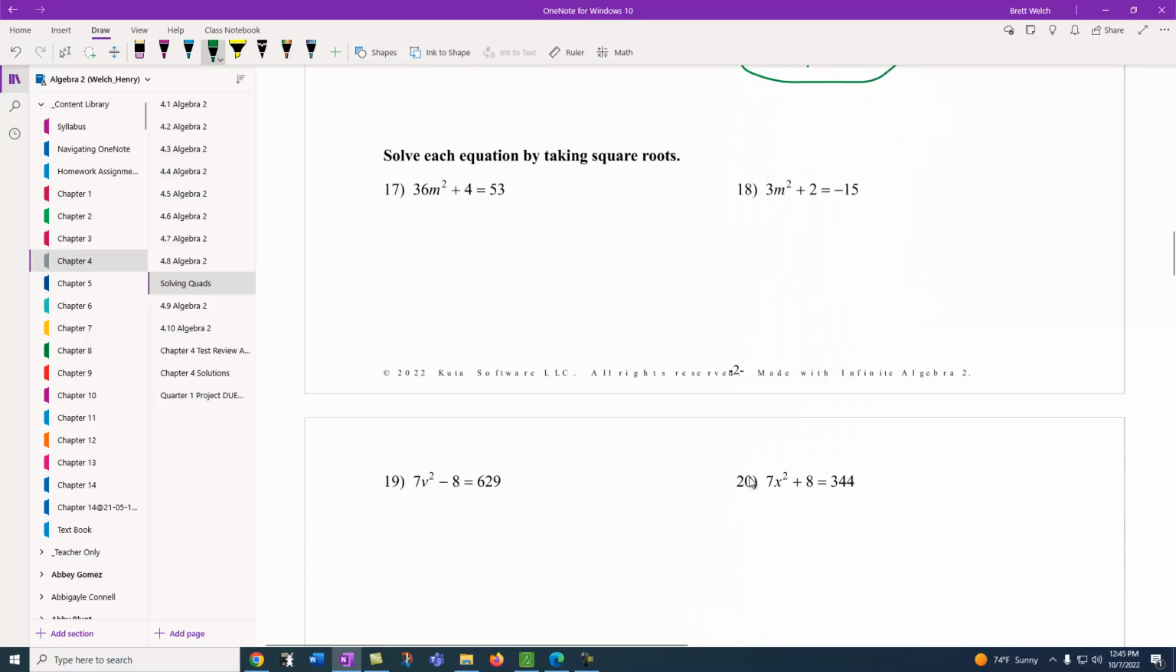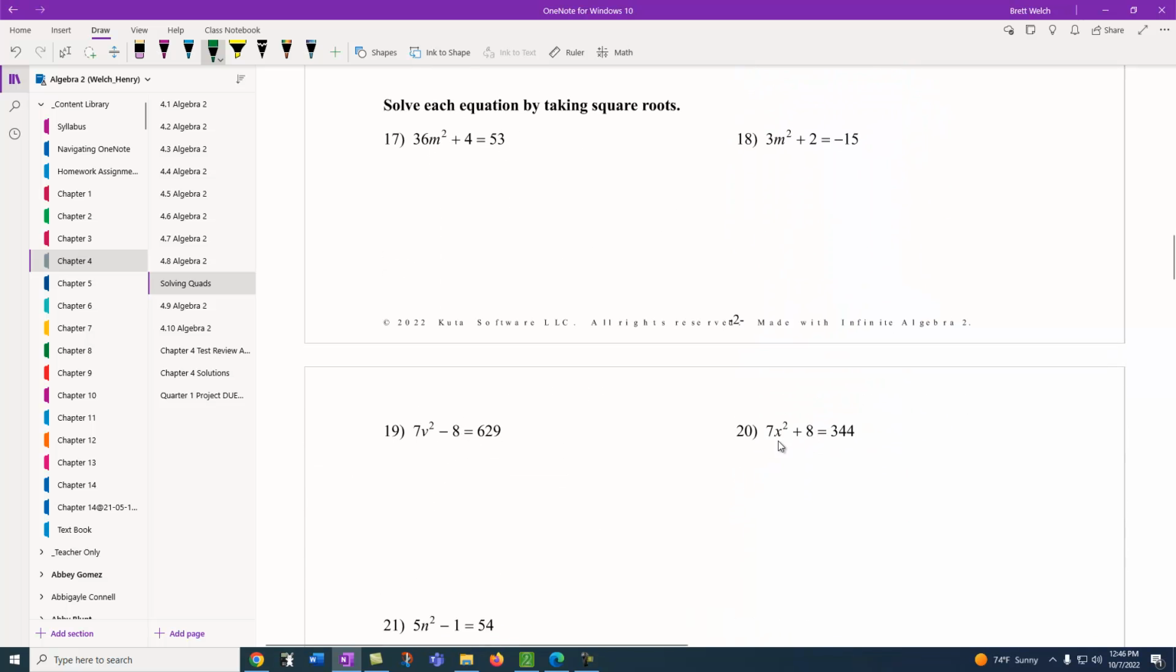Third option is to solve by taking square roots. Well, if you look at these, the x only shows up once in the problem. So all I need to do is get it alone. I'm going to minus 8 here. 7x squared equals, well, 344 minus 8 is 336. And I'll divide both sides by 7. X squared equals, well, 336 divided by 7 is 48.